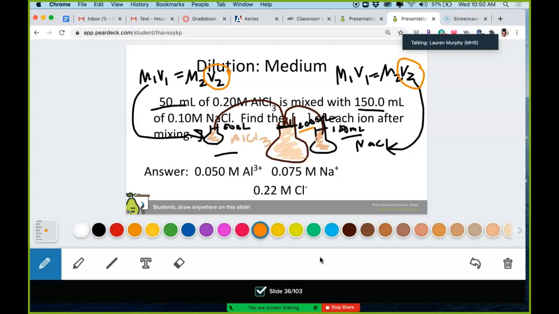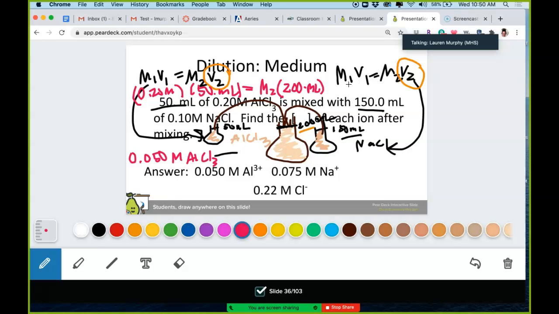So let's do it. What is M1 for aluminum chloride? Let's do aluminum chloride first. It is 0.2 molar. How much of it do I have? I have 50 milliliters. M1V1 equals my new concentration after I mix them, out of 200 milliliters, because that's my final volume. And you will end up getting 0.050 molar aluminum chloride. Okay, so that's the first one.